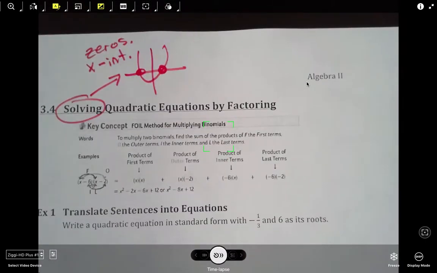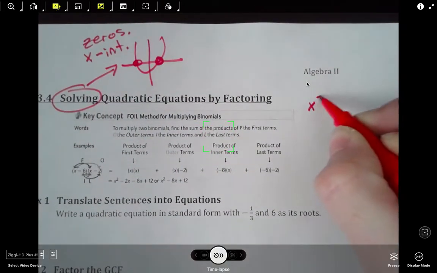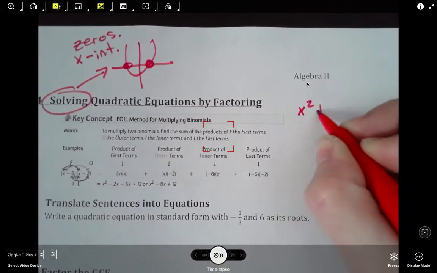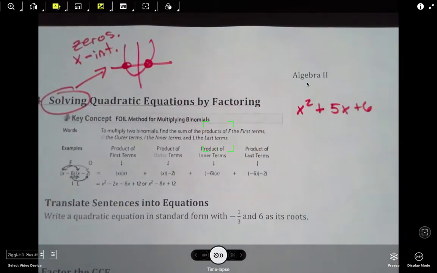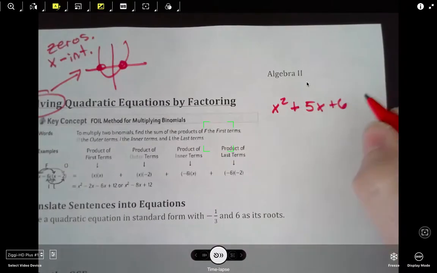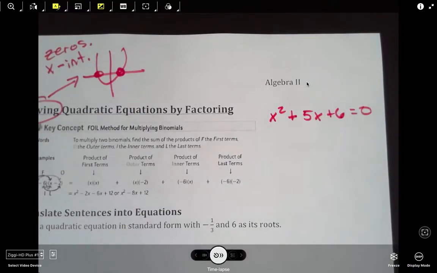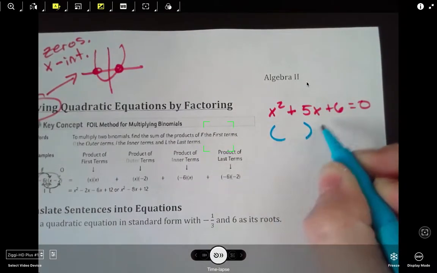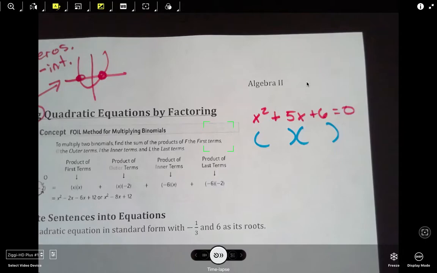I'm going to start with an example over here. This is not on your sheet. Let's do x squared plus 5x plus 6, equals 0. If I'm trying to break that equation down, how can I do that? I don't want to put 6 on the right side. I want to break it down into 2 pieces. You say to yourself, what can you multiply to get 6, but when you add them, give you 5?